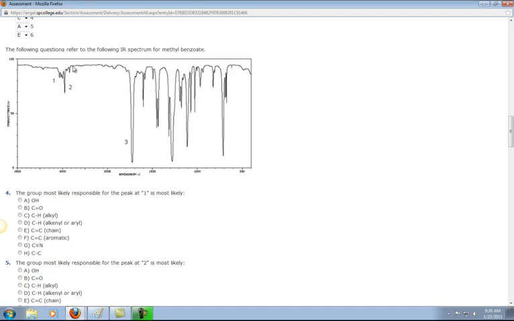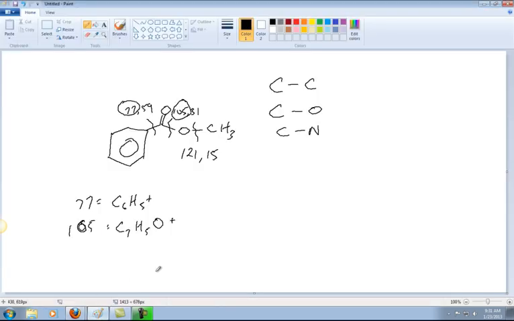Now it's going to have to be a CH stretch because this is where the CH stretches appear, and again this is definitely from the correlation chart. And you've got a choice here, you've got CH alkyl or CH alkenyl or aryl. So those are really the only two choices, so it's going to be between C and D. Let me give you a little bit more clarification of this.